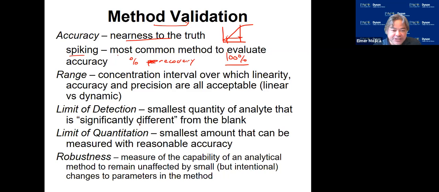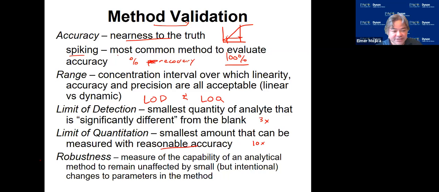And then we have the LOD and LOQ, which we're going to do today. LOD is the smallest quantity of the analyte that is significantly different from the blank, while LOQ is the smallest amount that can be measured with reasonable accuracy. So usually this is what? 3 times the blank, and this is 10 times the blank. And we have calculations of this in this chapter, how to get LOD and how to get LOQ.